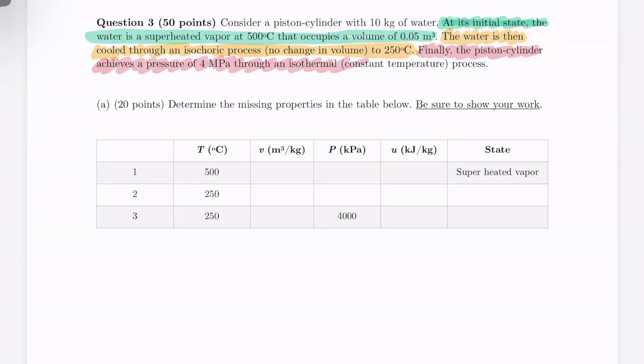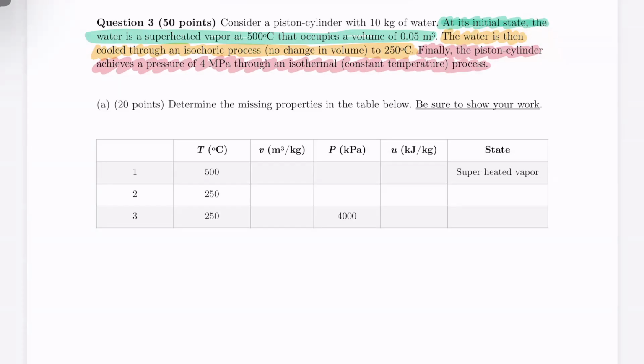All right, so the first part of this question is we want to essentially determine the properties in this table that are missing. Once we fill out this table, we will have all the information that we need to do the other subsequent parts of the problem.